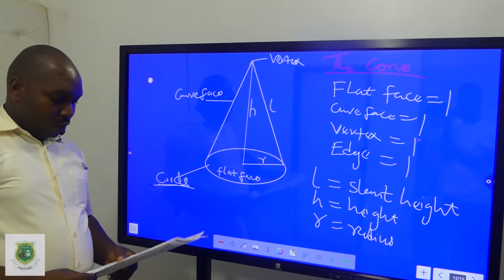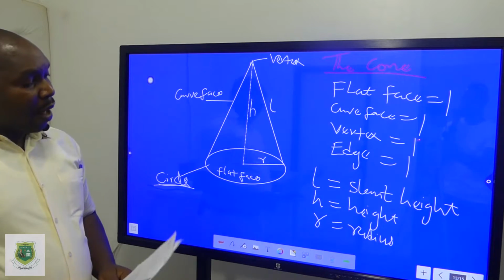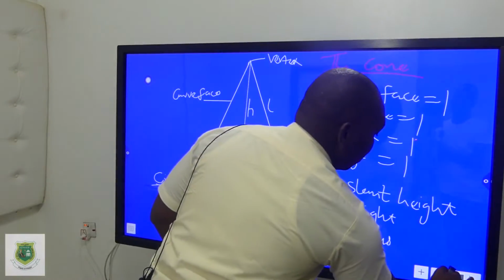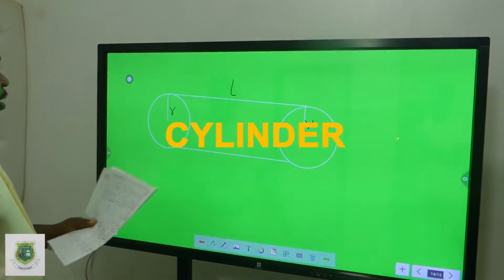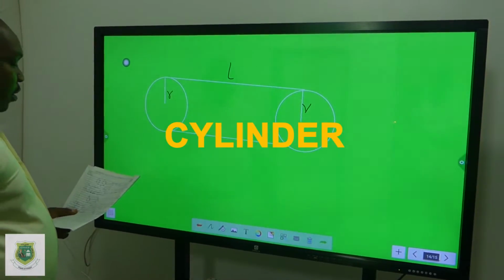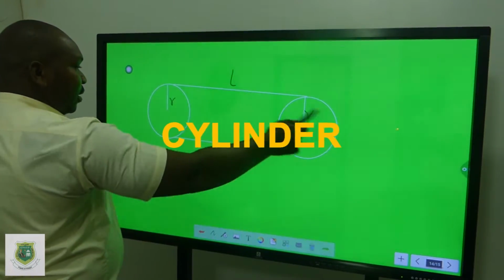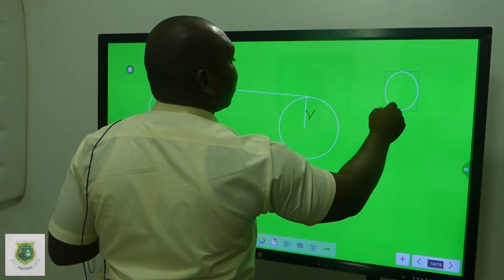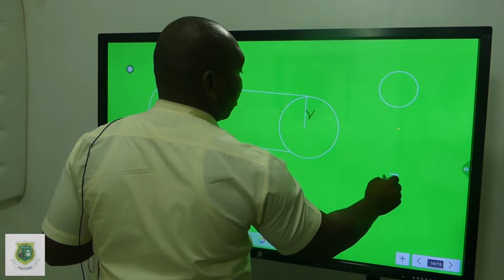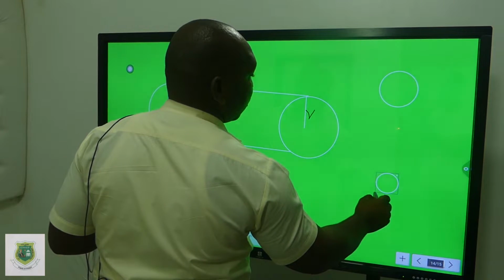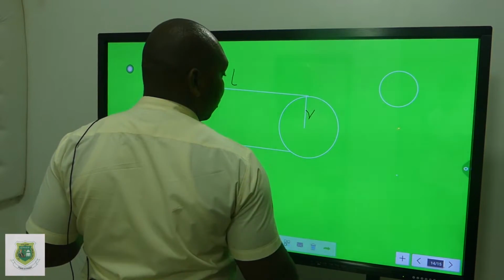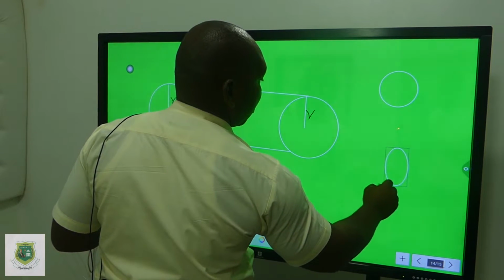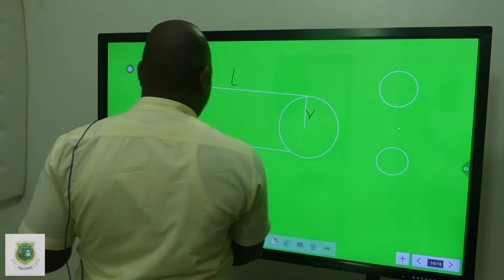This is the cone. Another one we are going to talk about is the cylinder. The cylinder. This one is a sleeping cylinder. As you can see, it is lying down. You can draw another one this way.